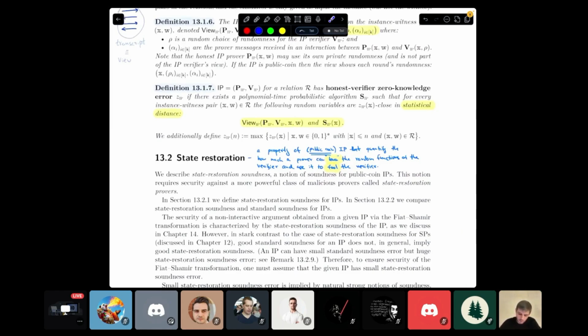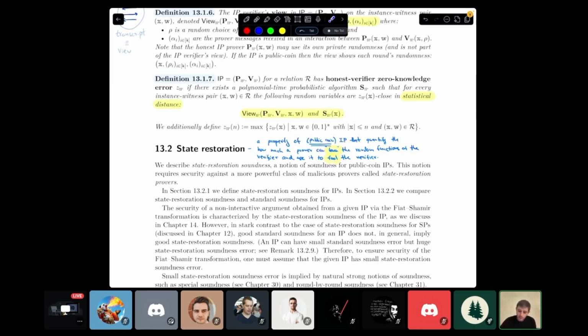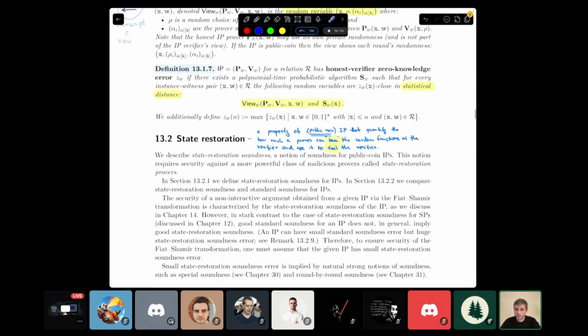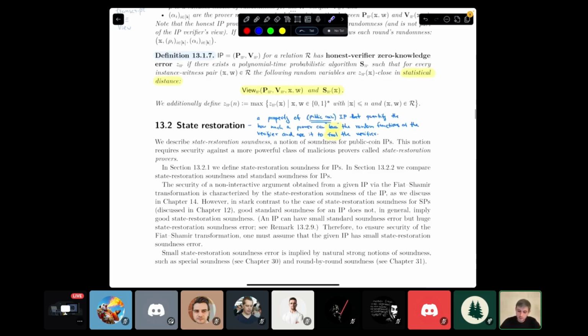So the quickest way I found to explain it is that state restoration soundness is a property of a public coin IP that quantifies how much the prover can learn about the random function that the verifier has. And it kind of plays a game against this random function to be able to fool the verifier eventually. So I don't know if it makes it less or more cryptic, but I hope that once we're done with this explanation, it will be clear.